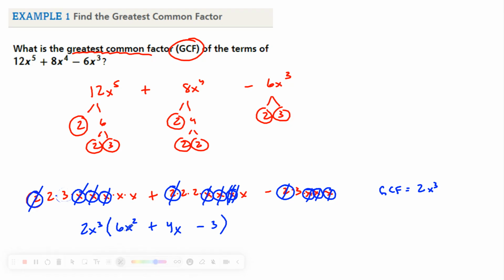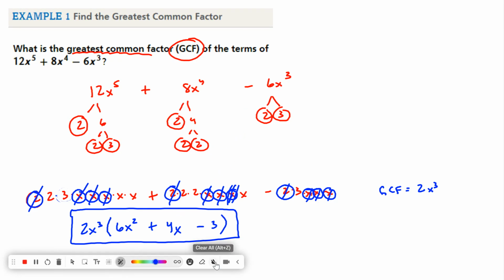And now again, inside this parenthesis, none of these three terms have any common factors. 2x to the 3rd was the greatest common factor, and we're done. And this is what we're trying to do today. Pull out the GCF. Okay, so again, this is the only time I'm going to expand it like this because hopefully we can go a little faster as we go through. We're going to teach you some tricks on the next one.